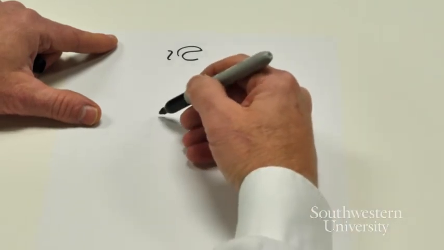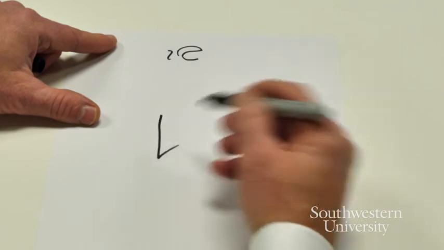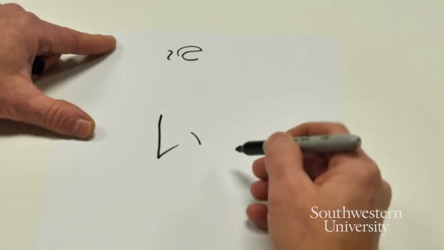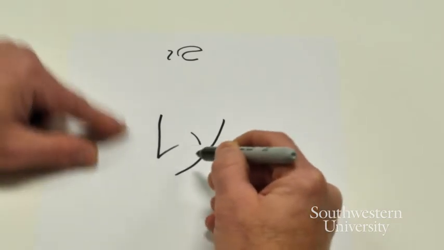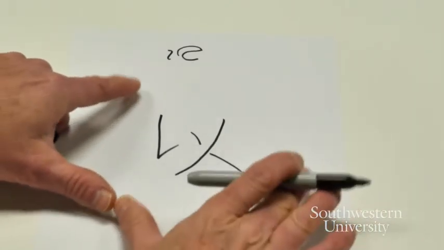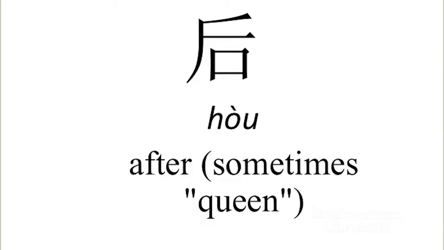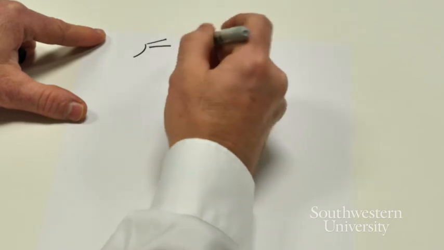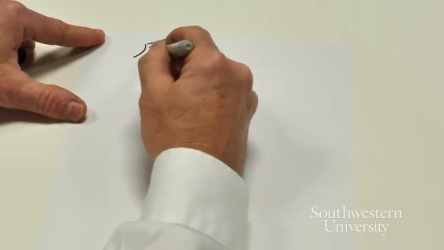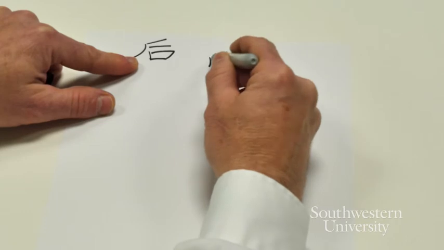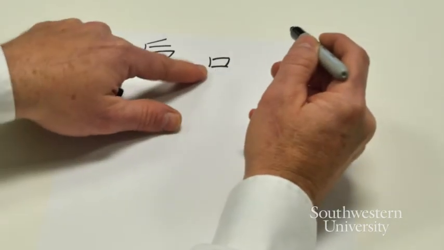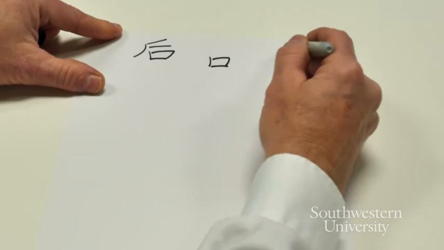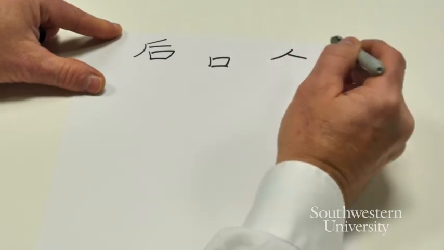So here are the parts. Shu, go, dian, and then pie, bending over this way, and then a dian over there. And then hou means afterwards, but it originally meant queen. So we take a look at this, and the bottom component, kou, can represent a person. The top part is a person.